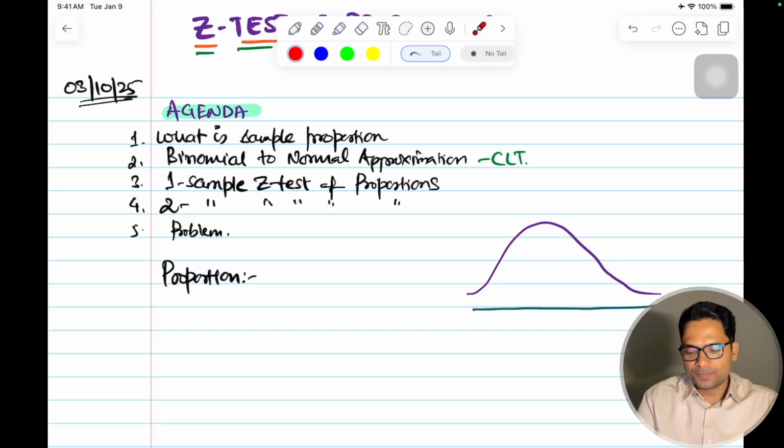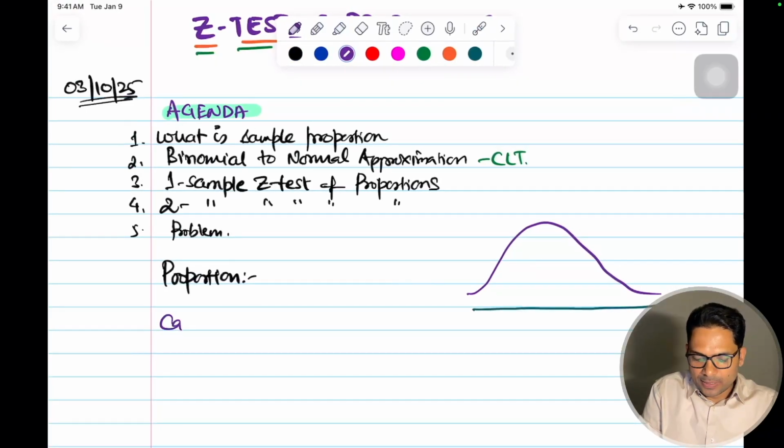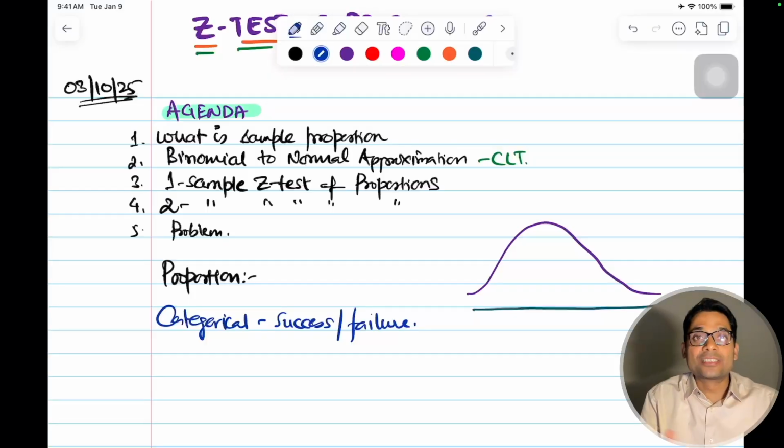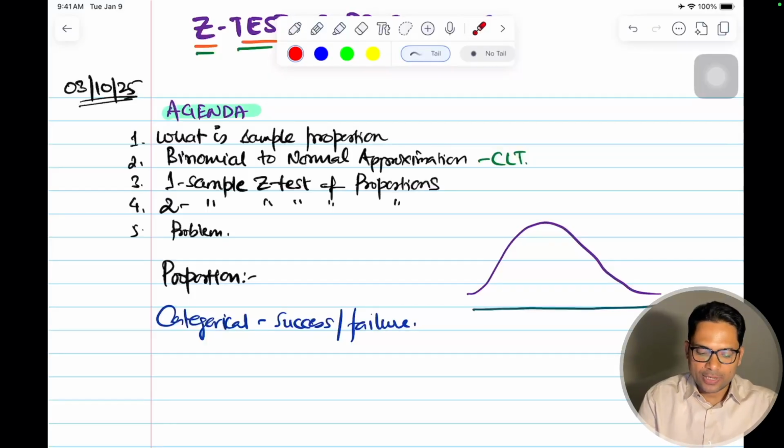But what if instead of numbers we have categorical data? For example, success, failure, yes, no, defective, non-defective, male, female, such kind of categorical data which cannot be represented directly in numbers. That kind of data is called categorical. So how do we measure that, or how do we formalize that as a distribution?